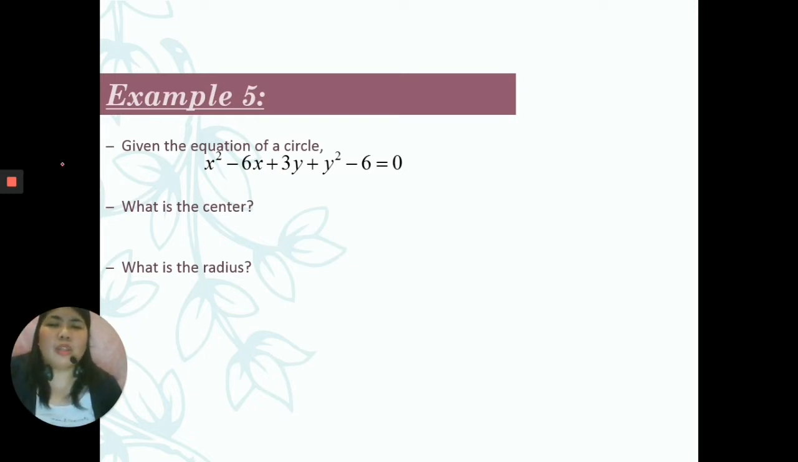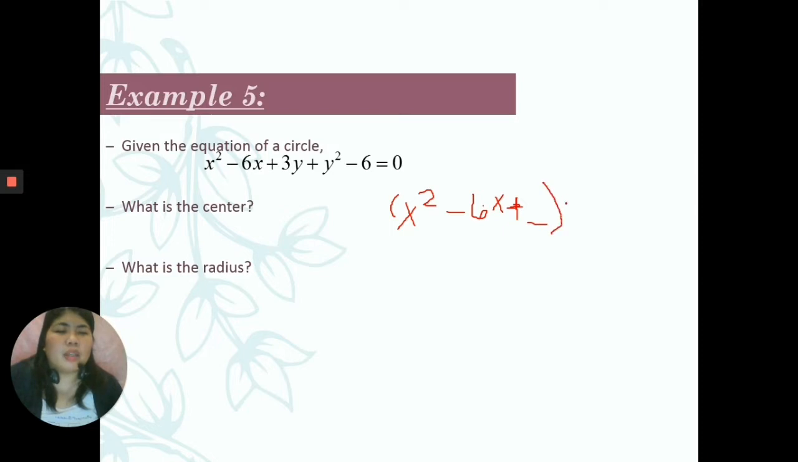So how do we complete the square? First, you have to arrange your equation. You will group all the x terms and group all the y terms. So x squared plus 6x, then just make a blank here because we will get the answer there.